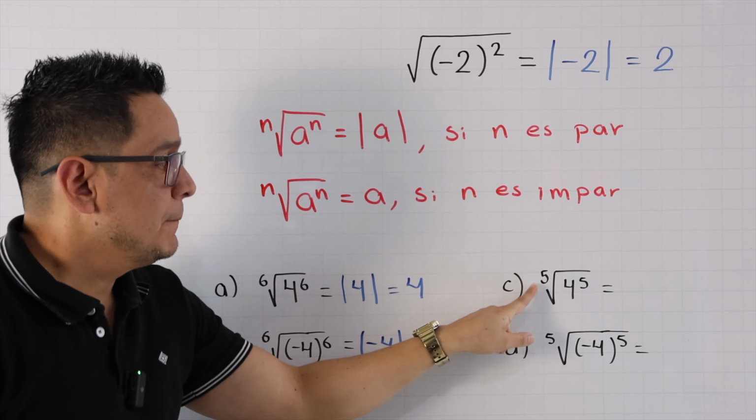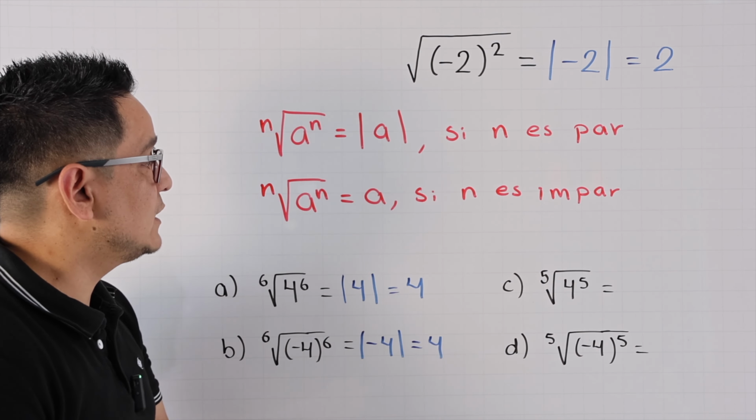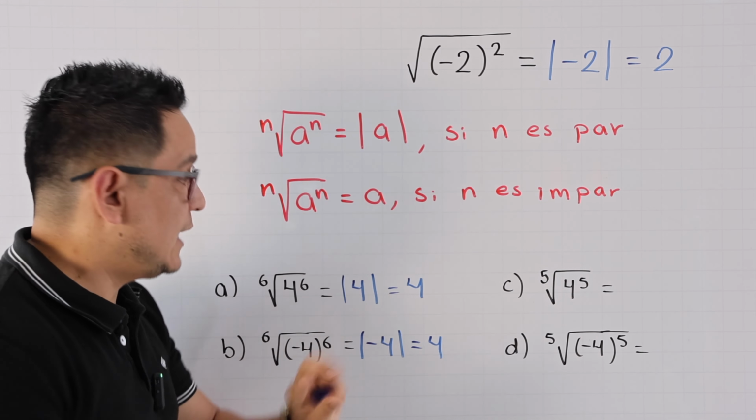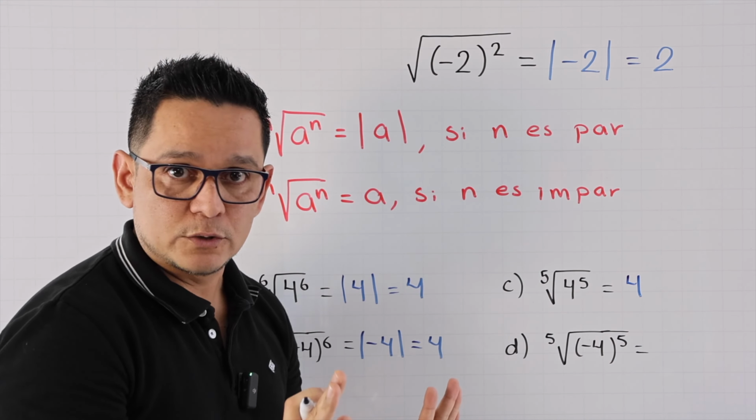Let's continue here. See that I have the absolute value, but the absolute value of negative 4 is equal to 4. See that here I have the absolute value of negative 4, but it's the same.